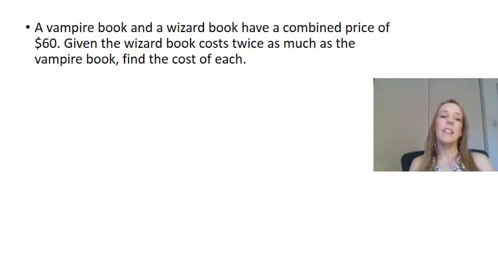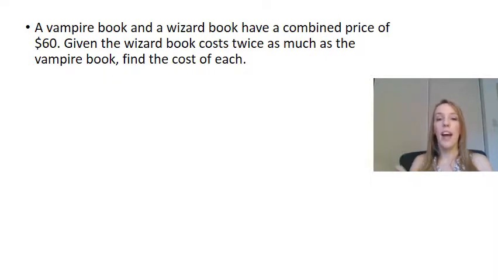Okay, our last example. So an unknown vampire book and an unknown wizard book have a combined price of $60. So given the wizard book costs twice as much as the vampire book, find the cost of each. So obviously we all know wizards are better than vampires, so that's probably why it costs twice as much.